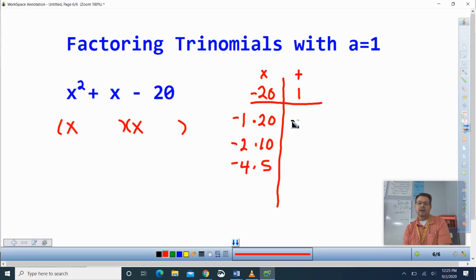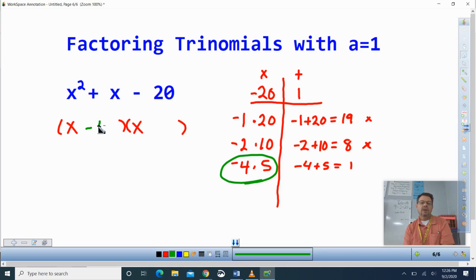So when I say -1 plus 20, that's going to give me 19. Not what we need, right? So -2 plus 10. That would be 8. Is that what we need? No. Okay, how about -4 plus 5? Well, that's 1. So that is what we're looking for. So this is our combo. So I'm going to put my -4 here and +5 there. And again, these should multiply out to get what I started. So that's just a few examples of factoring trinomials when the beginning term has an a equals 1. It's helpful as always. Later.